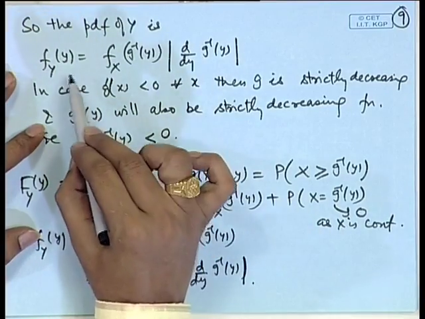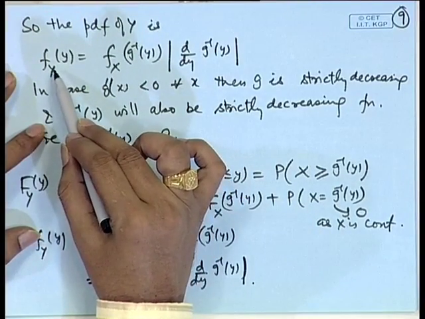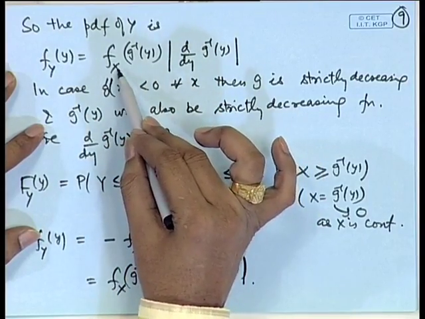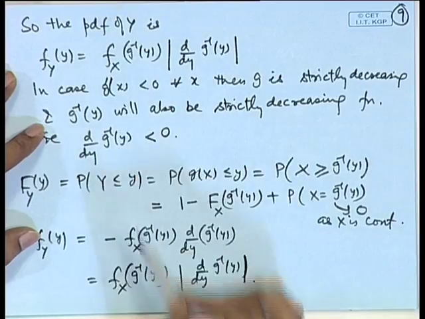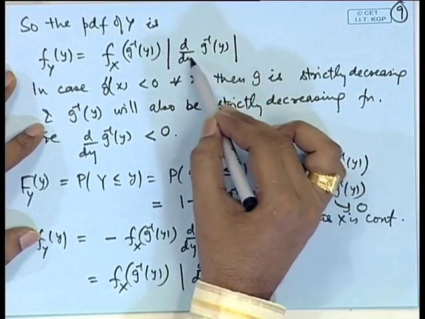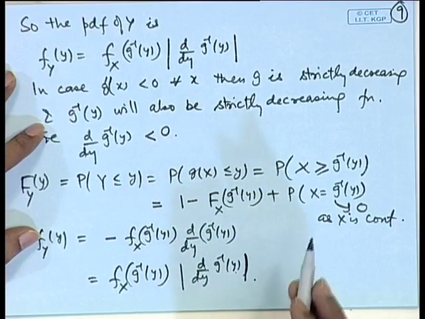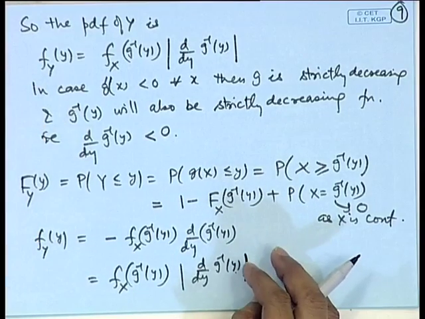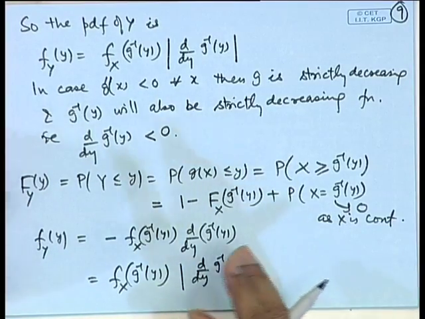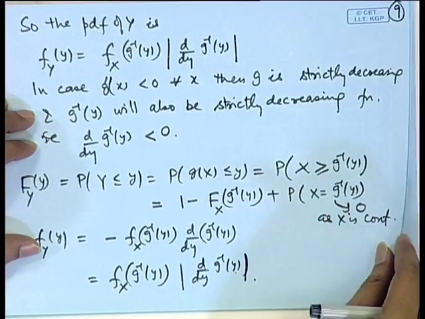So, you can see that in both the cases the density function of Y is determined as the density function of X at the point x = g inverse y multiplied by the absolute value of dx/dy. So, this theorem is useful when the function g(x) is a strictly increasing or strictly decreasing function.